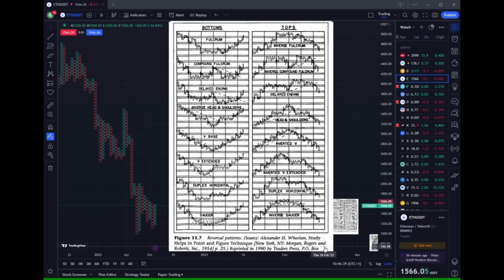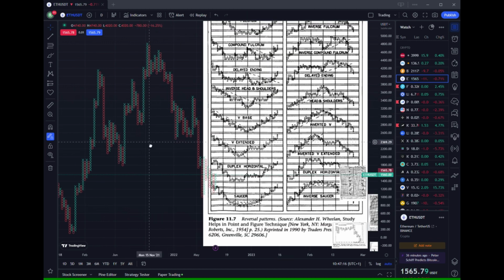You might not be able to see it that clearly, but basically these are really similar to all the theories I had on the candlesticks. So you can see you have a fulcrum. Of course, you have a compound fulcrum. Delayed ending, which is not that common in candlesticks, but more they would use it on the RSI, I believe. Of course, you have the inverse head and shoulders, the V extended. Never heard of duplex horizontal, but I guess it's just two levels of horizontal levels, and the saucer. I always thought saucer was a great word. And here you have all the inverse or inverted methods, basically appending to this one.